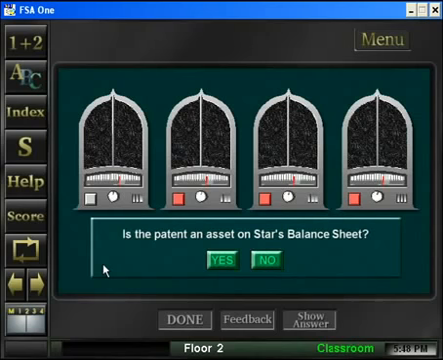Is the patent an asset on Star's balance sheet? You are correct.